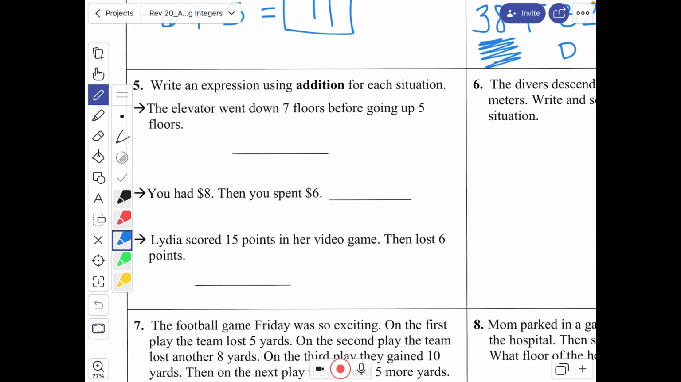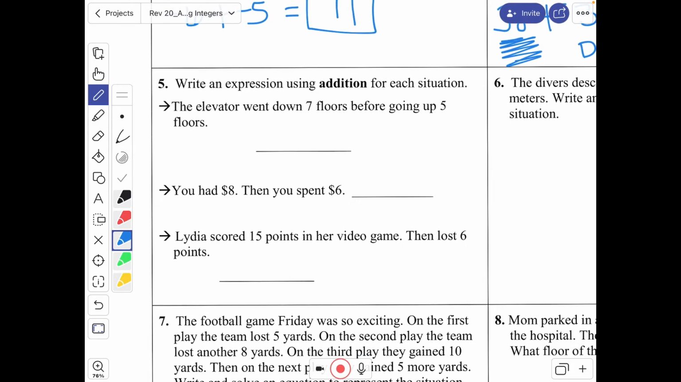Number 5 is similar to what's going to be on your test. Write an expression using addition for each situation. So we don't have to solve it. That's an expression, does not have an equal sign. We're just going to basically set up the problem.